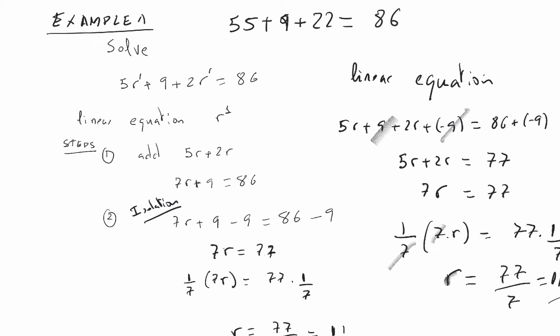55, and we put a question mark. 55 plus 9 is 64. 64 plus 22 is 86. Yes, 86 equal 86 is a true statement. So this is the solution to the linear equation, and the solution is r equal 11. Let's do another example.